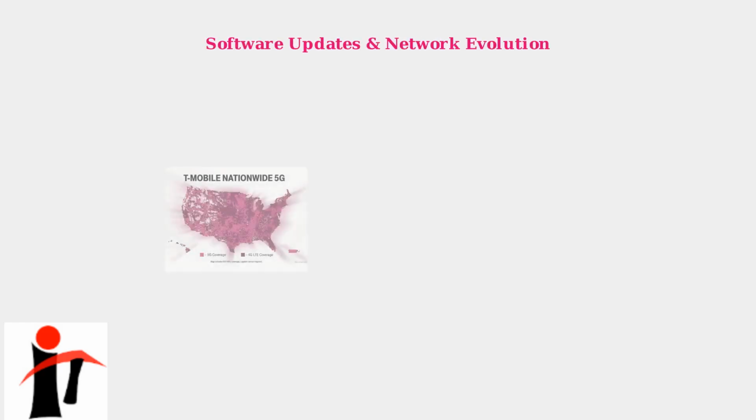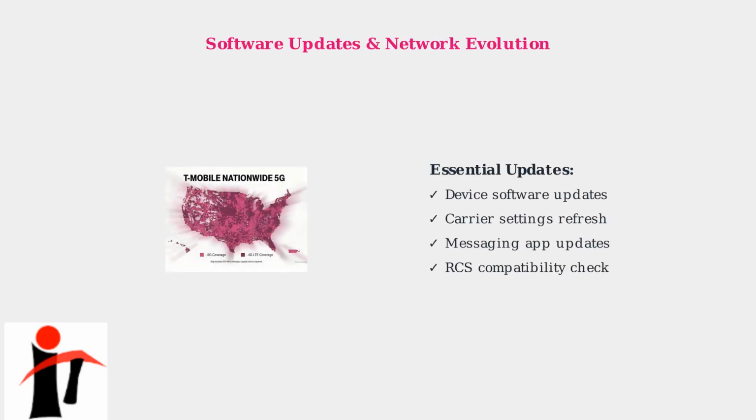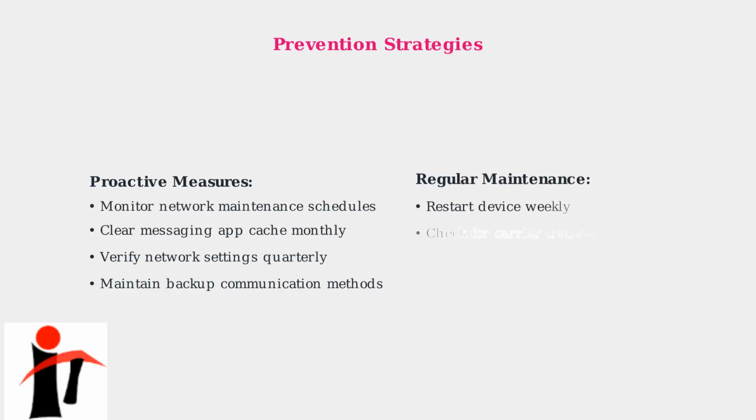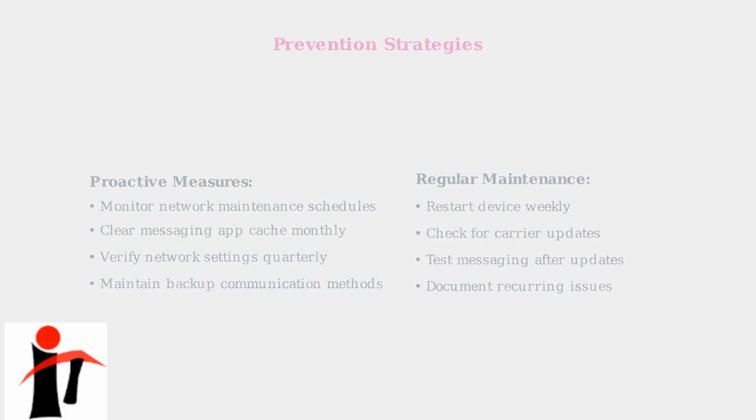T-Mobile's ongoing transition to 5G networks and rich communication services can sometimes cause temporary messaging errors. Keeping your device software and carrier settings updated is crucial for compatibility with these evolving technologies. Prevention is more effective than reactive troubleshooting. Proactive monitoring includes staying aware of local network maintenance schedules, maintaining alternative communication methods, and regularly clearing your device cache.